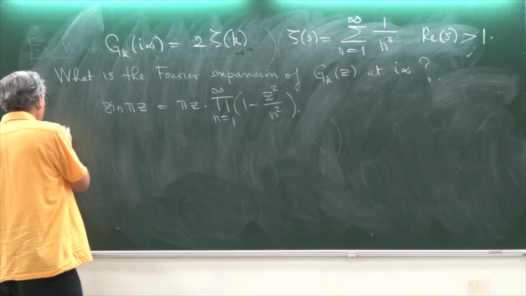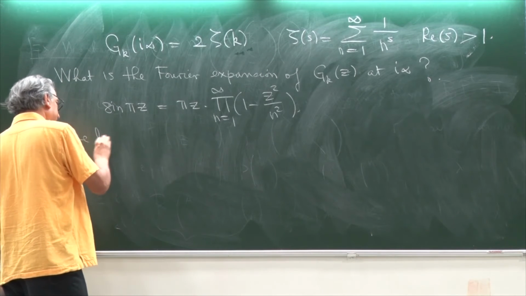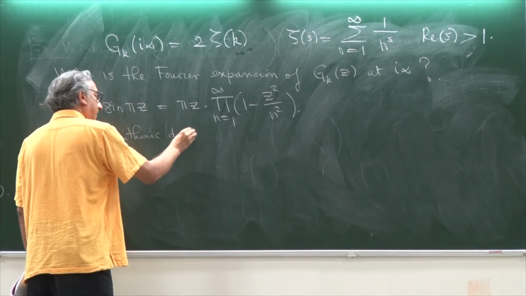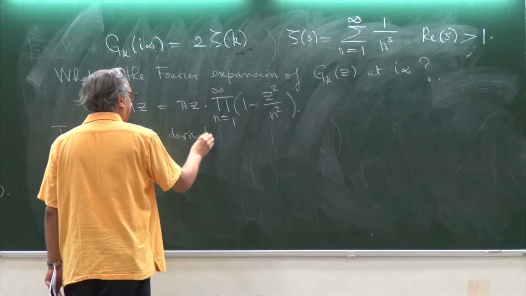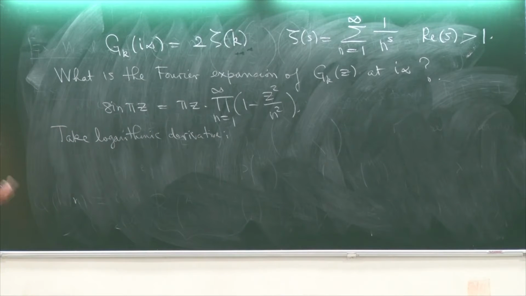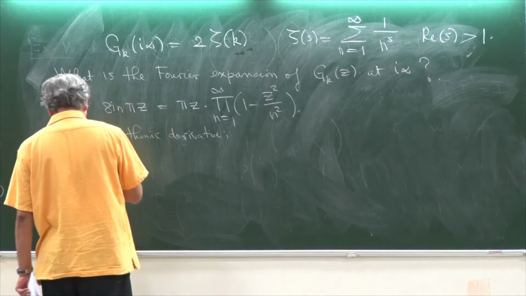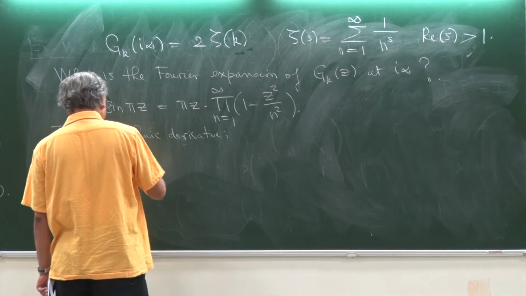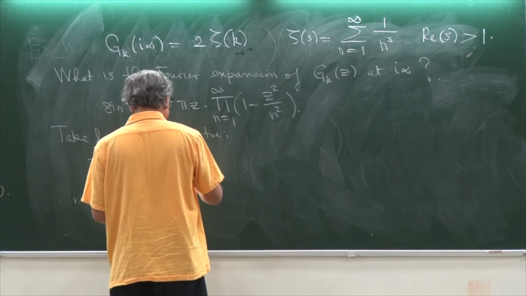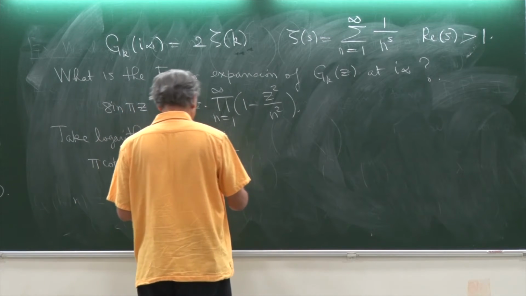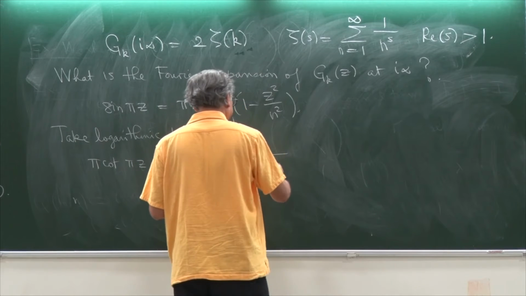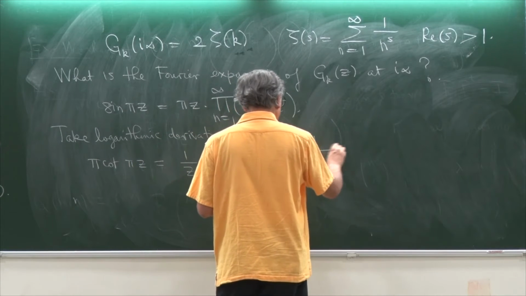And if we take logarithmic derivatives, if you take log and differentiate, you get the cotangent. So pi cotangent pi z is equal to 1 over z plus the summation n going from 1 to infinity of 1 over (z plus n) plus 1 over (z minus n).